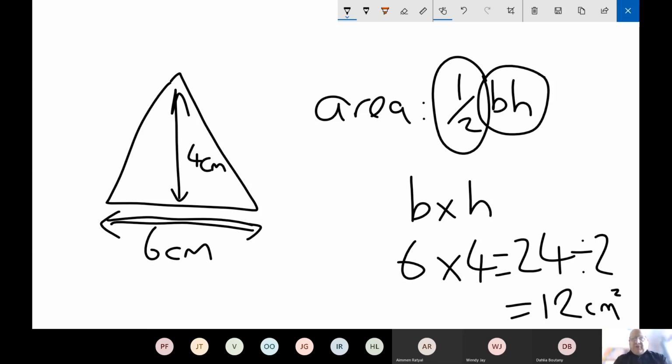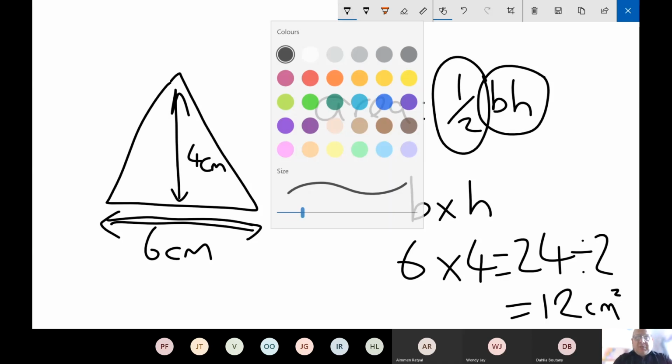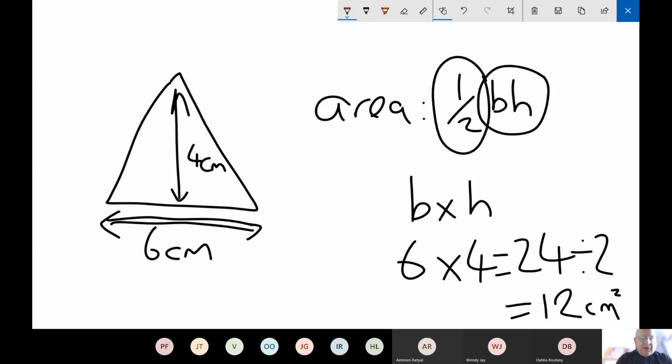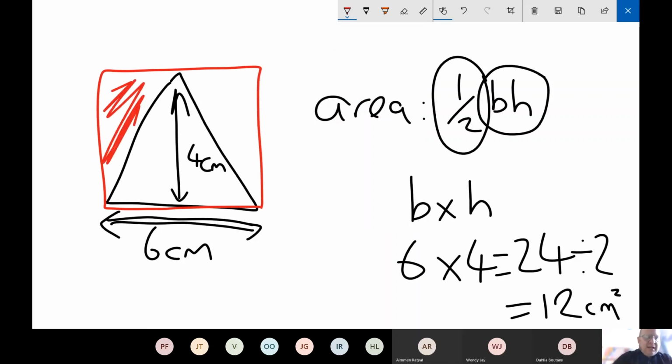So seeing that formula of the half BH can be a little bit confusing, but actually we're talking about half of the base times the height, or one measurement times the other, and then split them in half. If you want me to prove why that works, if we think of this as a full square, to do the area of the square, we would do 6 by 4, one side by the other. And as you can see, you're taking away half of the square there and only leaving half of it. So that's why once you got the answer, you divide it by 2.